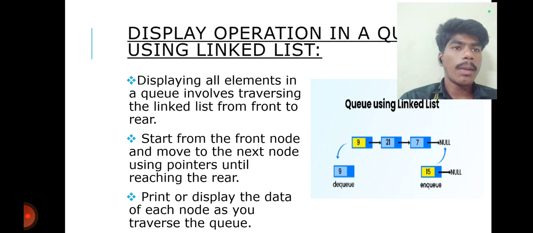Now, display operation in a queue using linked list. Displaying all elements in a queue involves traversing the linked list from front to rear. Start from the front node and move to the next node using pointers until it reaches the rear. We need to move to the next node until it reaches the rear. Print or display the data of each node as you traverse the queue.